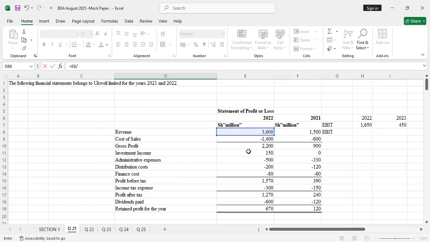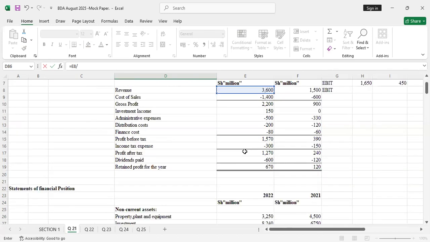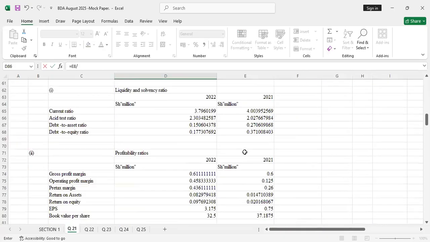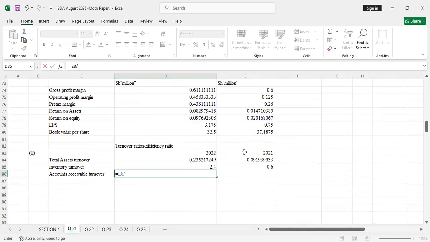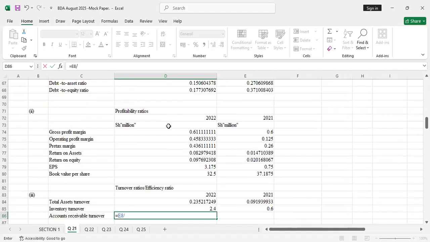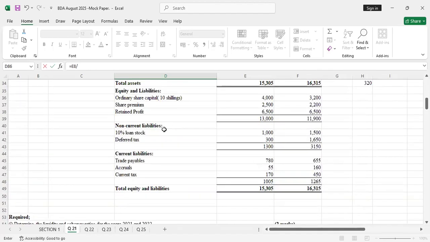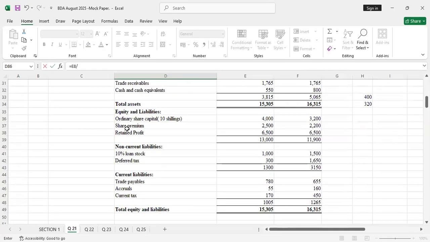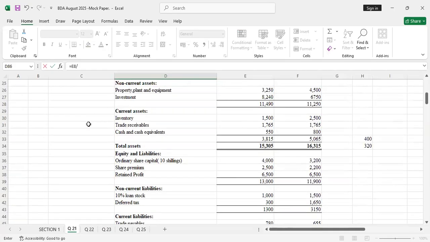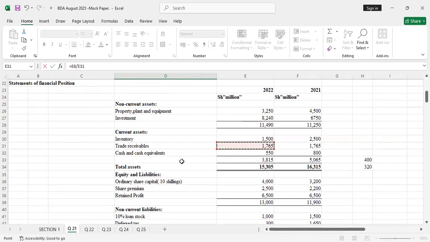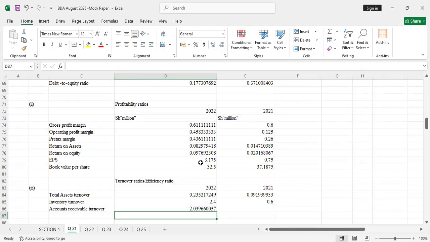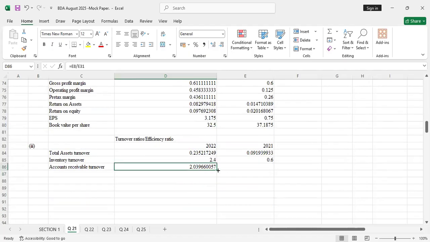But here they're silent, so you take revenue, and divide by what? Divided by accounts receivable. They're saying average accounts receivable, but in this question there's no average, so you take the accounts receivable directly. That's the trade receivable. You see this one, those are the accounts receivable. So you divide by that, then you enter. Once you enter it, you just drag.